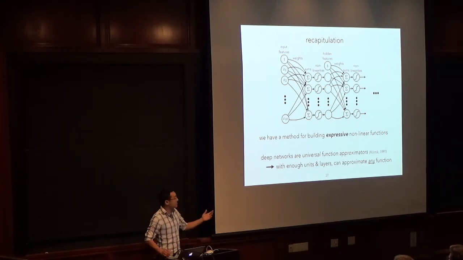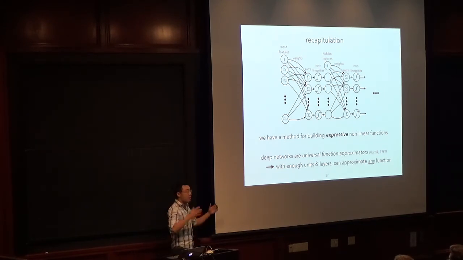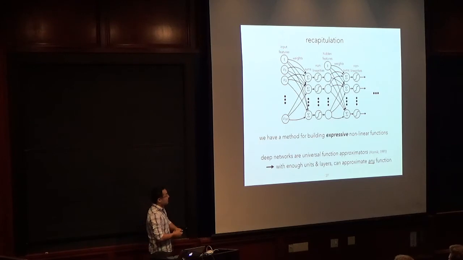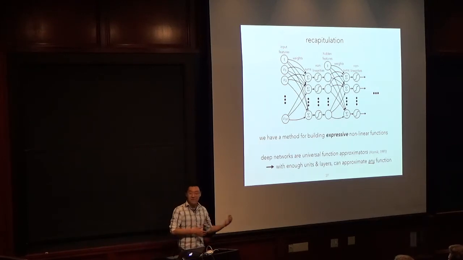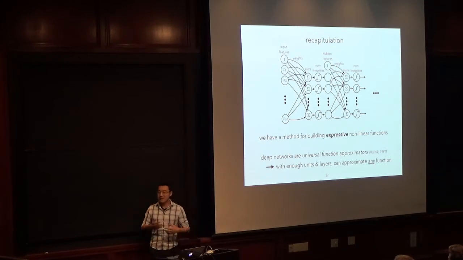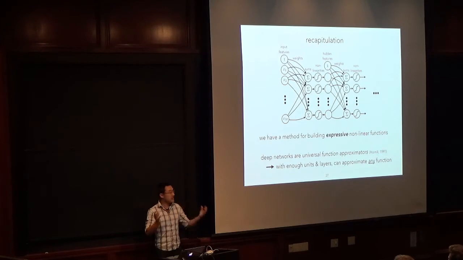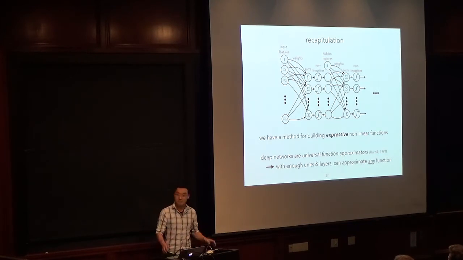So for any function f over some pre-specified input domain of x, in the limit of infinite depth and/or infinite width, for any error tolerance epsilon, there exists a neural net that is at most epsilon away from that function over the entire domain. That's the standard type of definition of a function approximation.